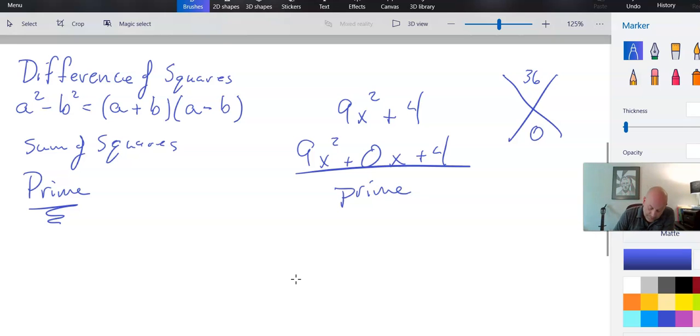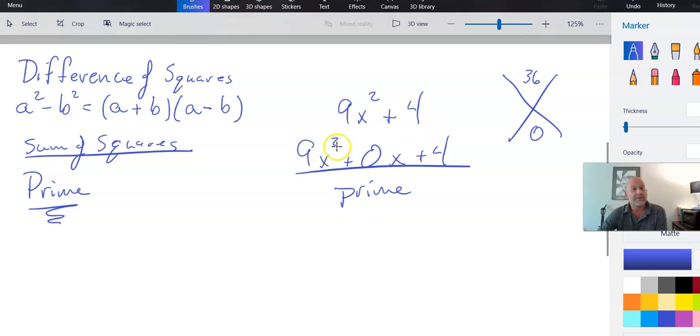Okay, so the difference of squares is basically, if you recognize it, you can jump straight to the factorization using the square roots. Sum of squares, if you don't have a common factor, it's prime and you're done, right? So this is a nice thing to recognize for knowing when to stop working on something because it's prime.